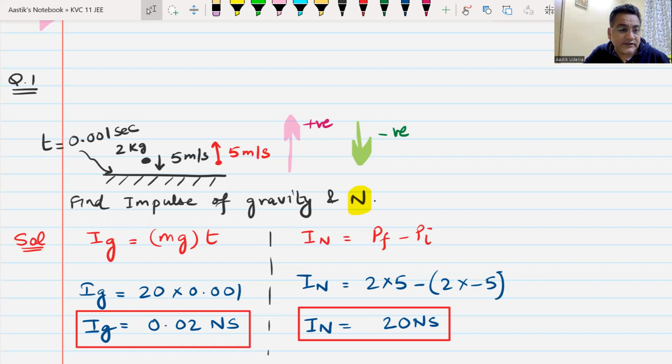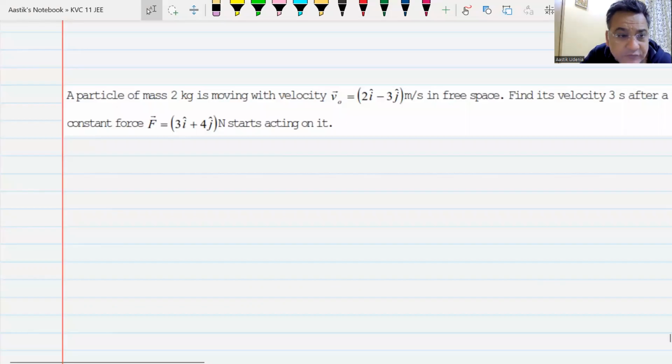Let us start this lecture with this one. This is a question that can be done in a lot of ways, but since we are on the chapter on impulse and impulsive forces, we will try to do it by the concept of impulse. So this is the first question coming for you.